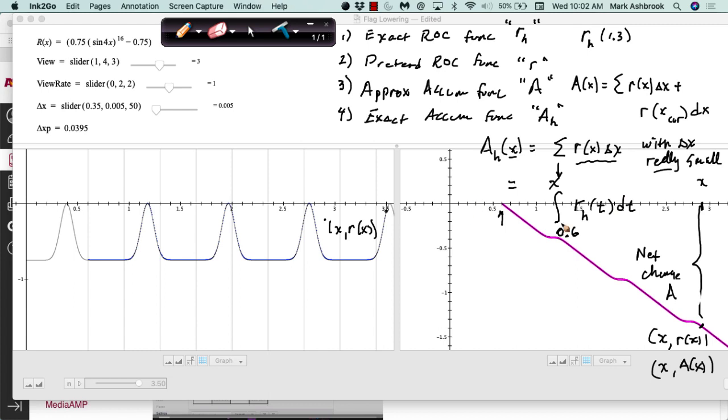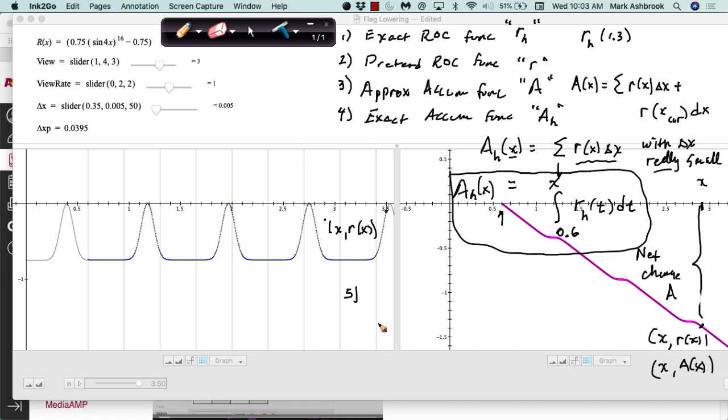So this is our exact net accumulation function. The integral from 0.6 to x of r sub h of t dt. That right there is a little change in height, and we're accumulating all those changes starting from 0.6 to x. That's what integral means. Okay, so then the next step here is the goal. The goal was how much we have. So net accumulation in height is really close to what we want, which is actually the height of the flag.